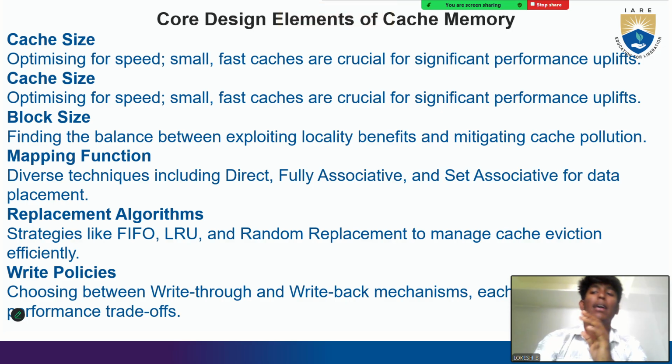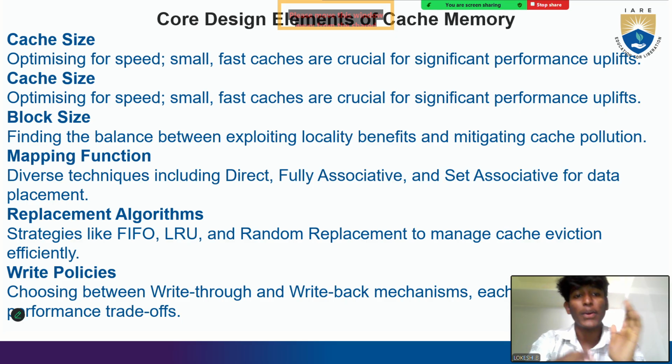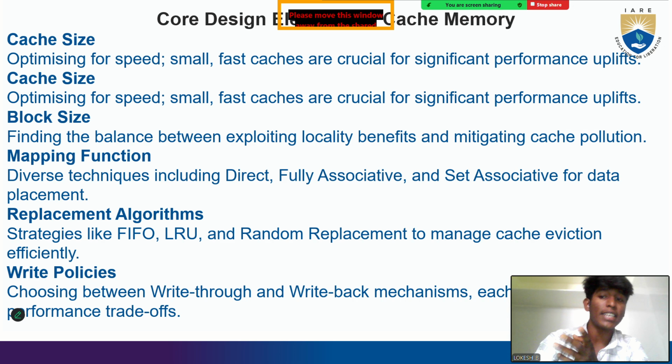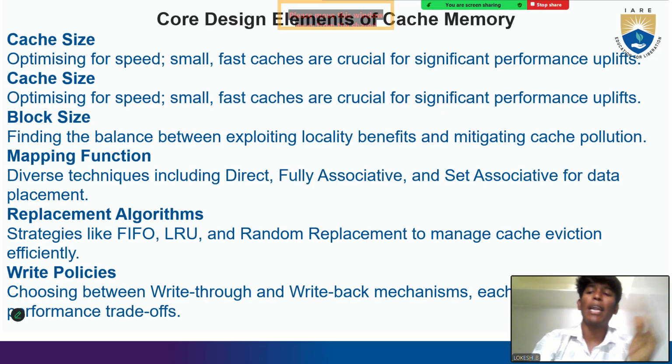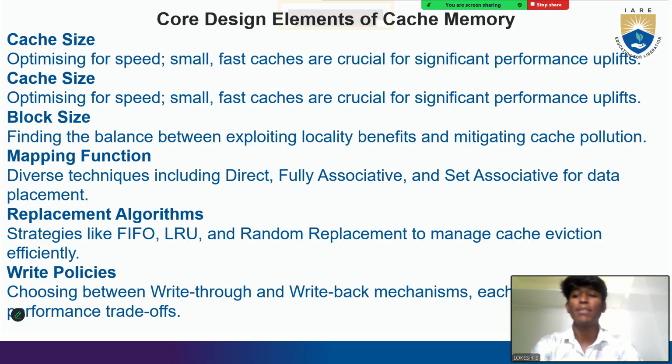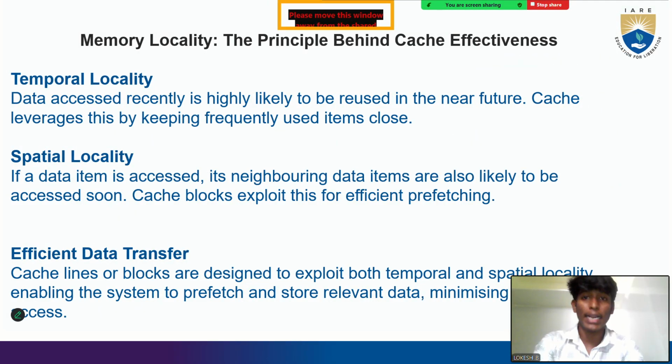Mapping function: diverse techniques including direct, fully associative, and set associative for data placement. Replacement algorithm: strategies like FIFO, LRU, FIFO in the sense of first in, first out, and LRU, and random replacement to manage cache eviction effectively and efficiently. So, write policies: choosing between write-through and write-back mechanisms. Each is a performance trade-off in core cache memory design.